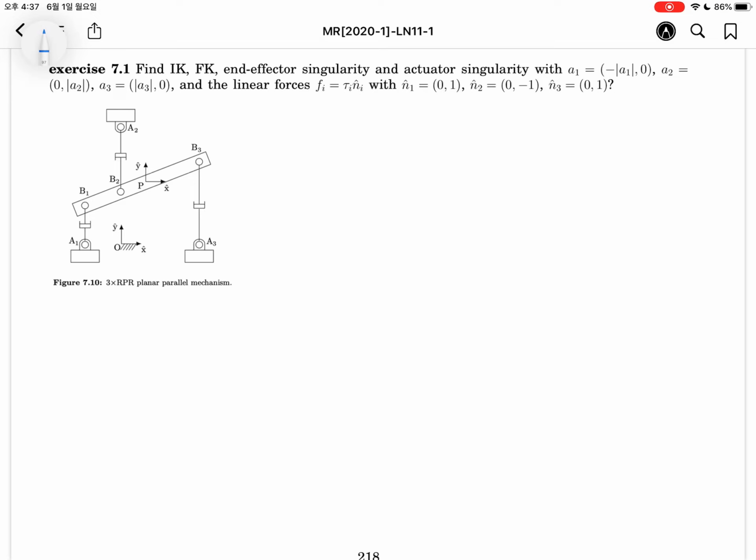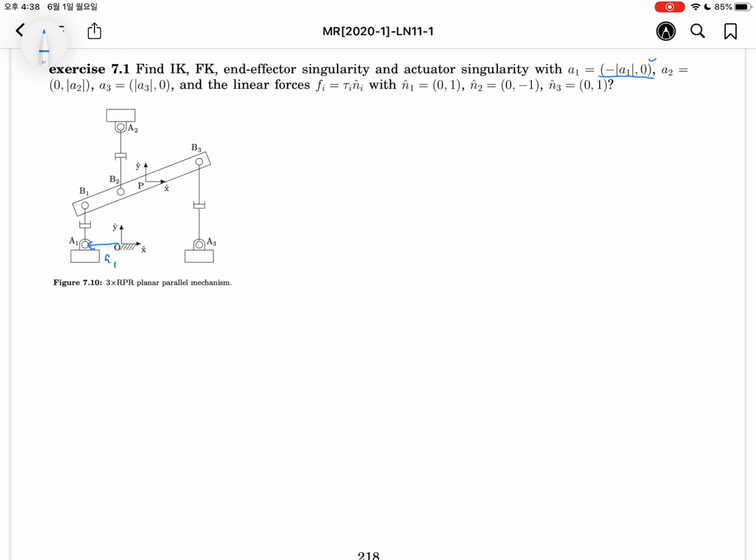Okay, the problem is to find the inverse kinematics, forward kinematics, end effector singularity and the actual singularity. We should check this kind of singularity for the given 3-RPR planar parallel mechanism. As you can see in this figure, we have the 3 legs. Maybe this vector can be denoted by A1. A1 has a magnitude of A in the minus x direction, there is no y, so 0 is added here.